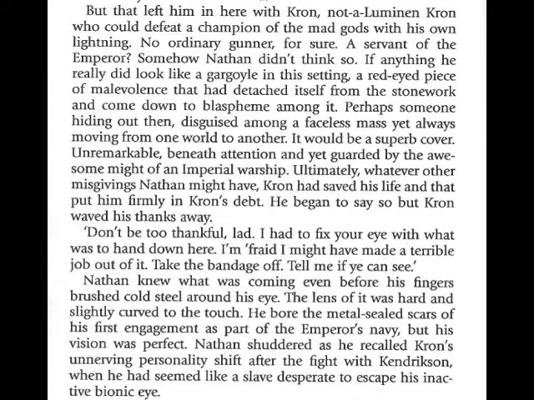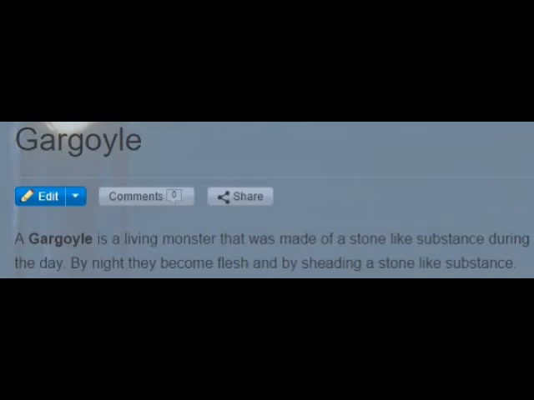What I was surprised to find when I looked up what a gargoyle is, not the statue, but the actual monster, this is from Wikipedia, is that a gargoyle is a living monster made of stone by day, and at night they shed the stone and become flesh. That is the most appropriate analogy for a stone man. We will examine Kron's tale in detail later because he tells the story of the stone man in Ancient History. And given that he is a stone man, what we are actually going to hear is the history of the Imperium from the point of view of a stone man as a primary source.